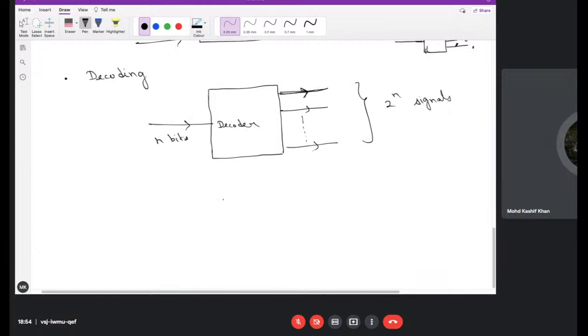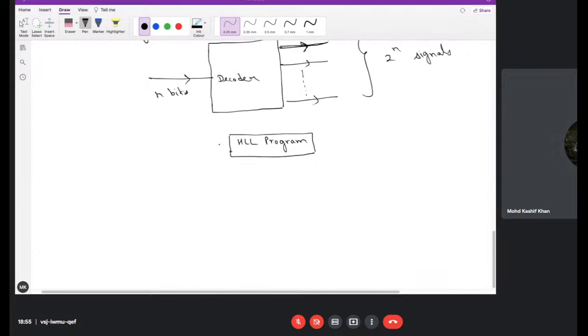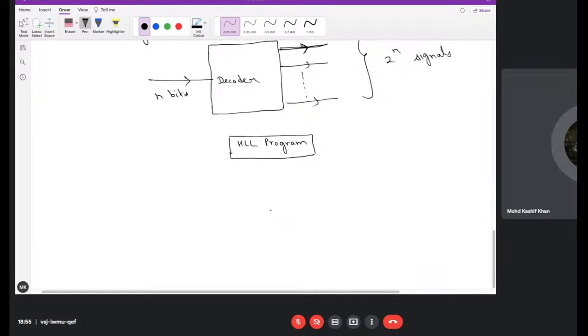Now if you see how we write any program, what happens? You write a high level language program. This language could be any one. You write a high level language program in any language, C, C++, Java, any language, right? Then it goes to the compiler, and the compiler compiles the language.